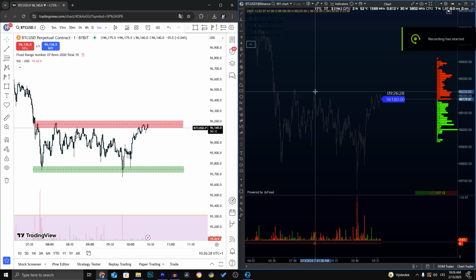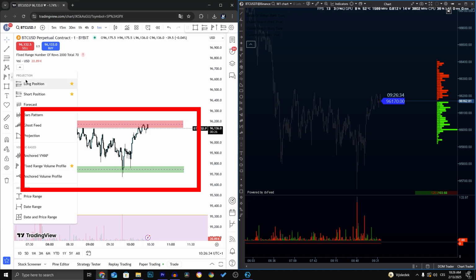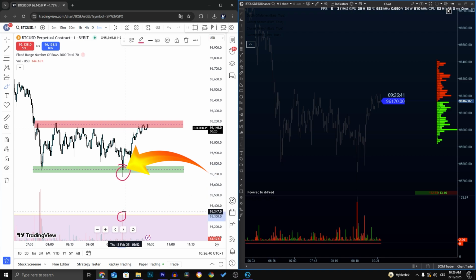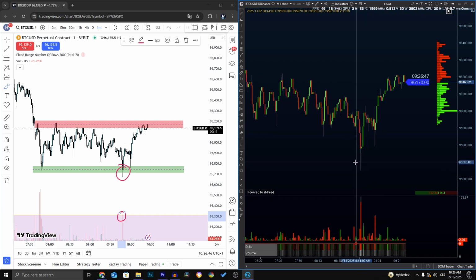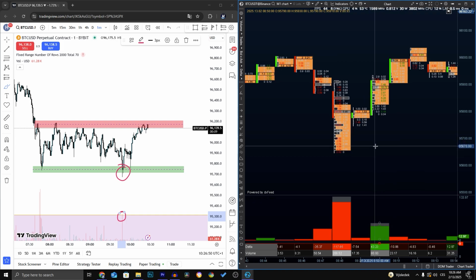And here is a perfect example of a long position. As you can see, I've marked this range high and this range low. At the bottom of this range, at this green box, which indicates range low, you can see this volume spike, which indicates higher activity. So let's look at what is happening in this area from the footprint chart perspective, which is, by the way, this window on the right side.